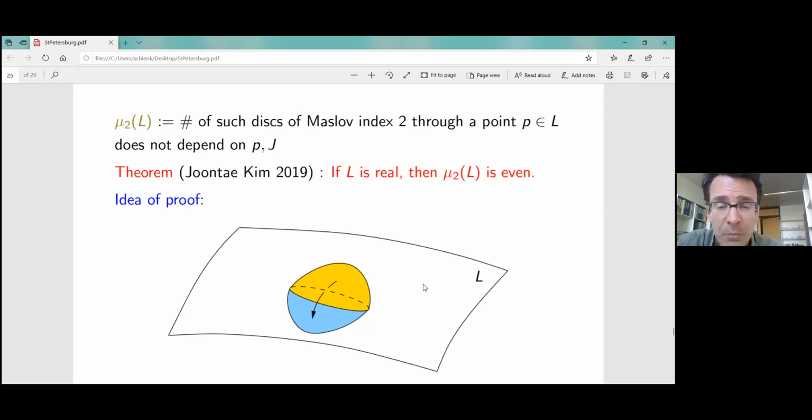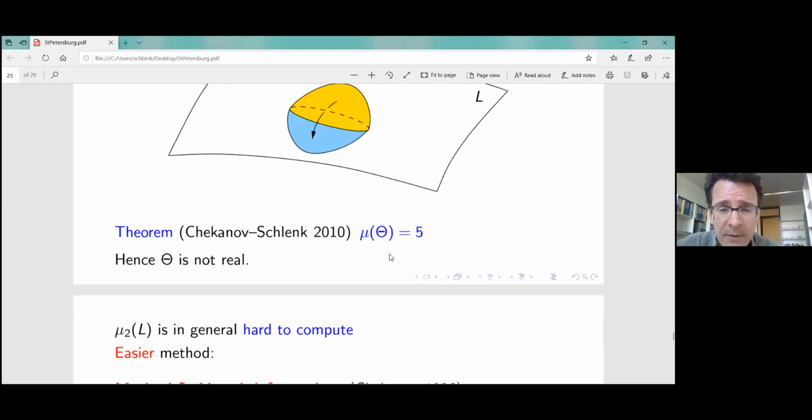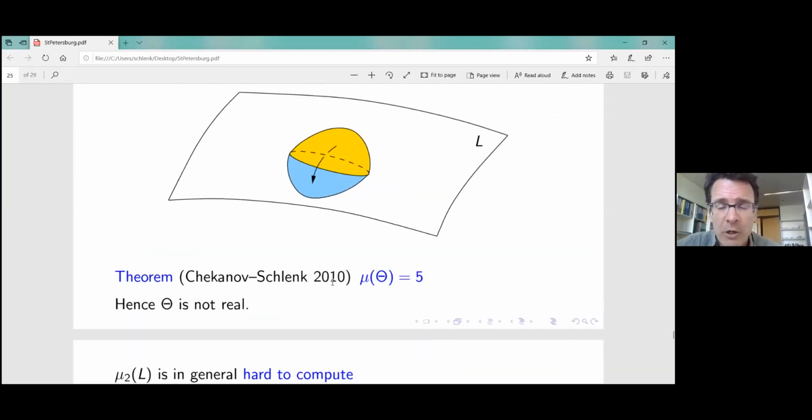So if you want to be real, your Maslov 2 count must be even. So for theta, we have checked some time ago with Chekhanov that there are 5 disks. So it means this theta guy is not real. Okay, so this is a good method, this mu2.